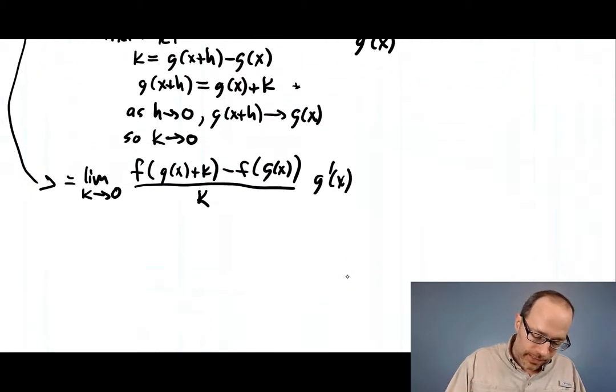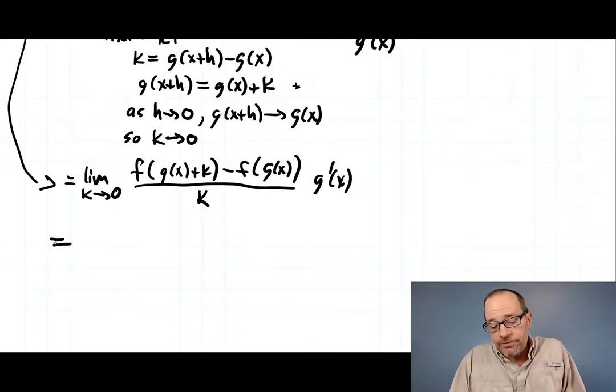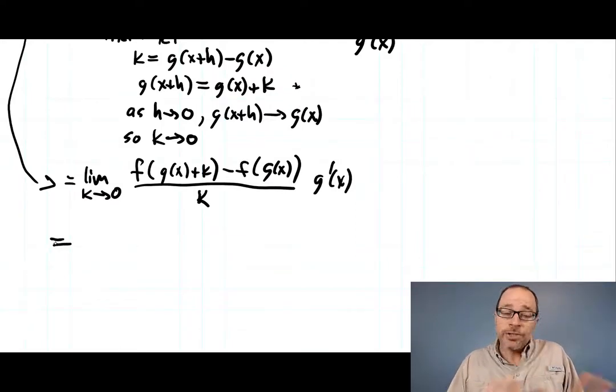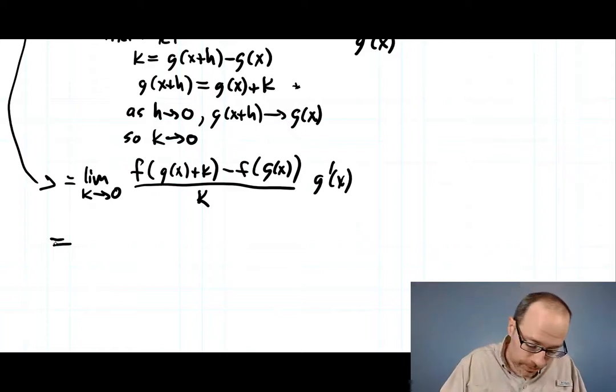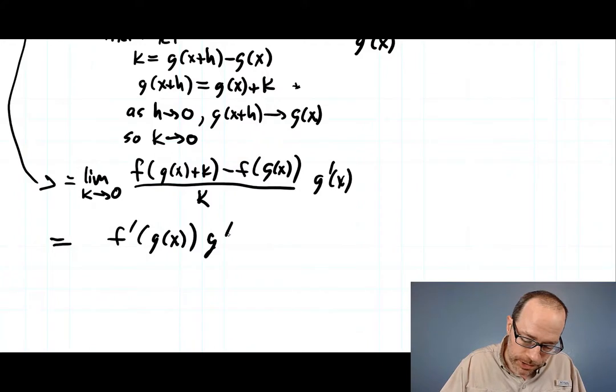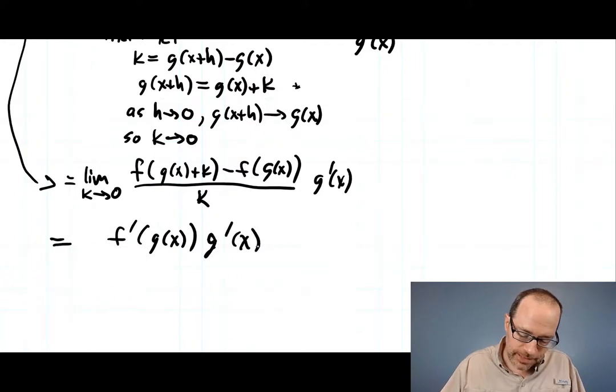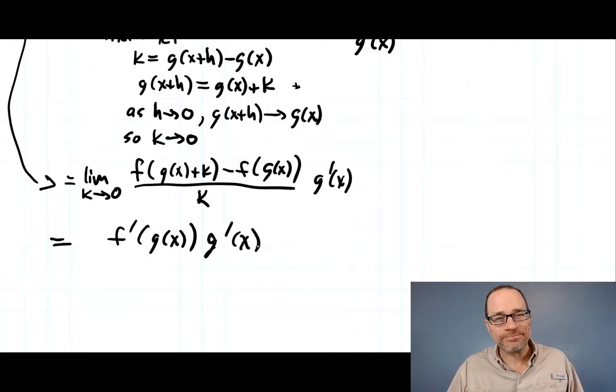This is just the derivative of f, except evaluated at g of x. So we get f prime at g of x times g prime of x, which is the end of the chain rule.